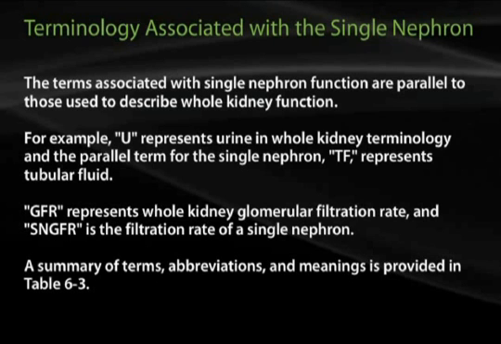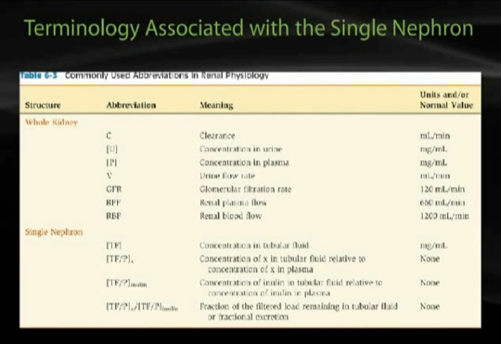The terms associated with single nephron function are parallel to those used to describe whole kidney function. For example, U represents urine in whole kidney terminology, and the parallel term for single nephron, TF, represents tubular fluid. GFR represents whole kidney glomerular filtration rate, and SNGFR is the filtration rate of a single nephron. A summary of terms, abbreviations, and meanings is provided in Table 6-3. As you recall, Table 6-3 is located on page 245 of your text.